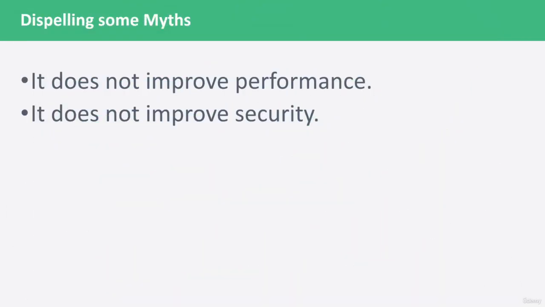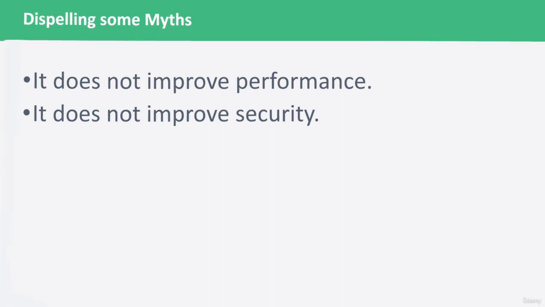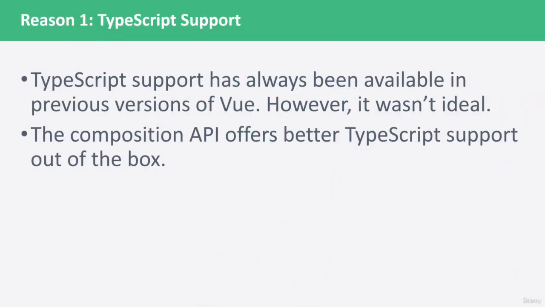Before I answer, I want to dispel some myths about the Composition API. You shouldn't learn it if you're hoping for better performance or security. The Composition API doesn't offer either of these. You'll get about the same loading times with either API. It wasn't introduced for these reasons. Under the hood, both APIs use the same functions for performing the same task. The Composition API isn't a replacement for the Options API. In fact, you can use both APIs in the same project. Let's get into why the Composition API was introduced.